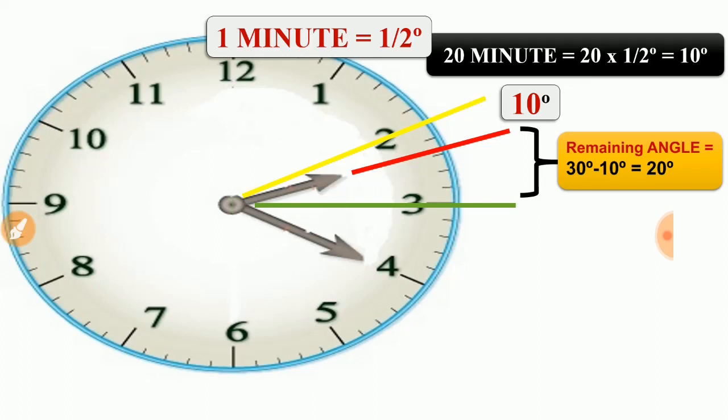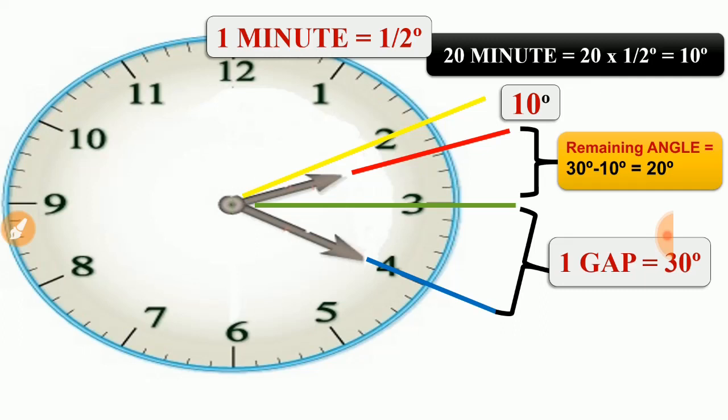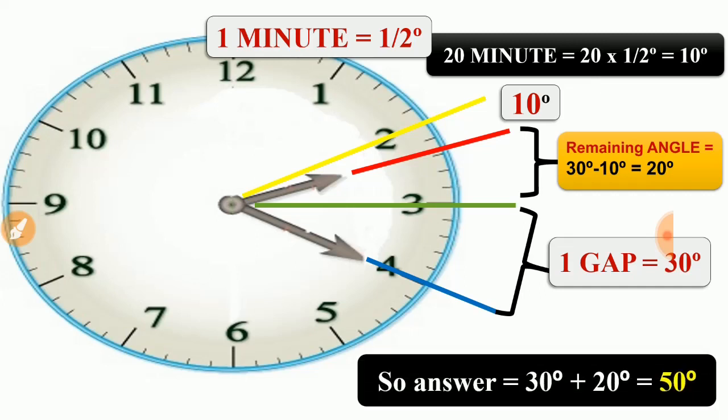So now the next step, what is the angle between 3 and 4? That is one gap. So one gap is equal to, definitely we know that it is 30 degree. If one gap is 30 degree and the rest is 20, so what is the final answer? The answer is 30 plus 20, it is 50. So 50 degree is the angle between the hour hand and the minute hand if the time is 2:20.